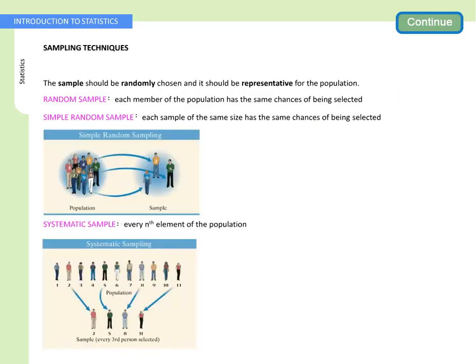In statistics, the sample should be randomly chosen, and it should be representative for the population under research. In a random sample, each member of the population has the same chances of being selected. For a simple random sample, each sample of the same size has the same chances of being selected from the population under study. There are different sampling techniques, one of them being the systematic sampling. To put together a systematic sample, choose every nth element from that population, up to the desired sample size.